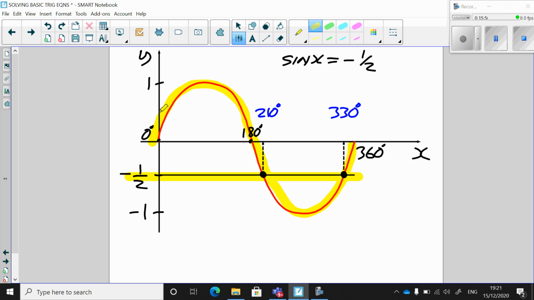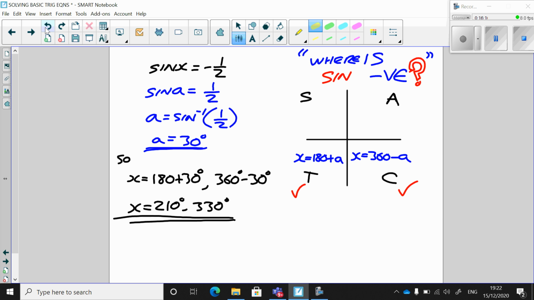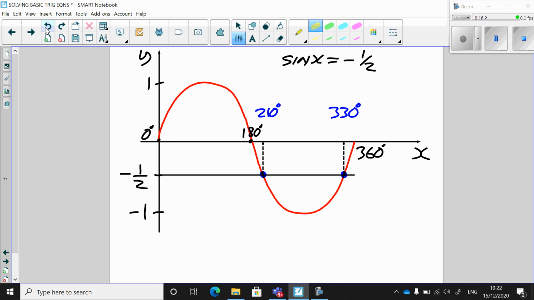Okay, they're highlighted there. But what you need to remember to do is come up to the x-axis, and it is 210 and 330. That's what we've got there. Put them into your calculator, put in sine 210, put in sine 330, and you should get negative a half or negative 0.5 for both of them. That means they are correct.